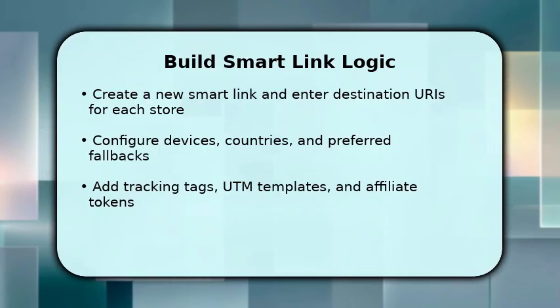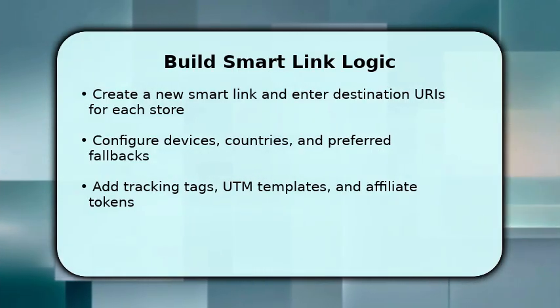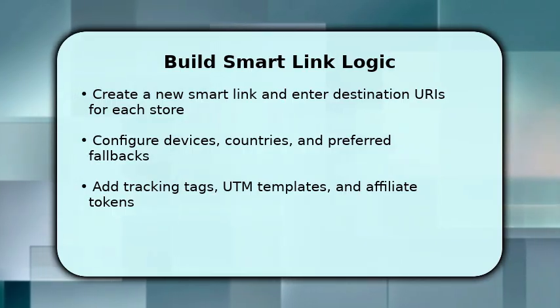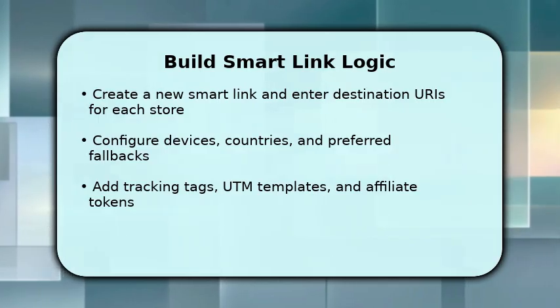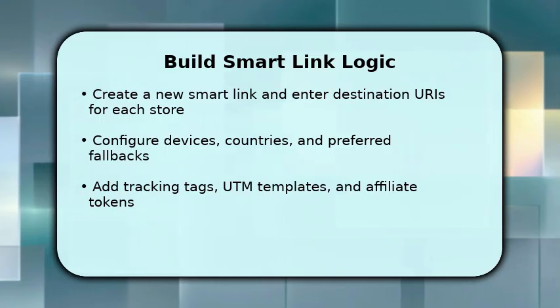Now create the smart link and paste each store destination, Amazon, iTunes, Google Play, so Genius Link can route users correctly. After that, set device and country routing rules. Prioritize native apps on mobile and desktop storefronts for browsers. Make sure to add affiliate tokens or partner parameters in each destination so you capture commissions.